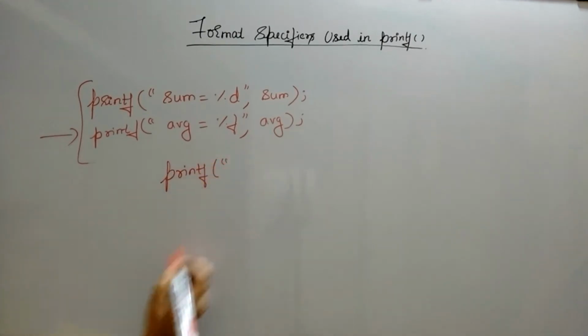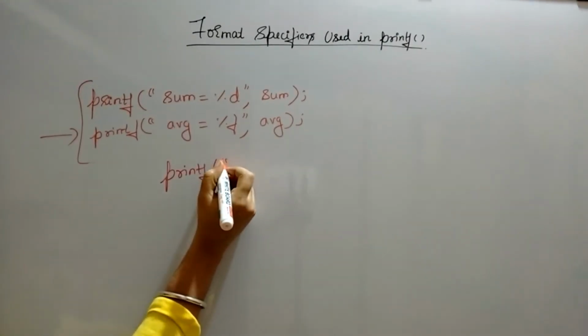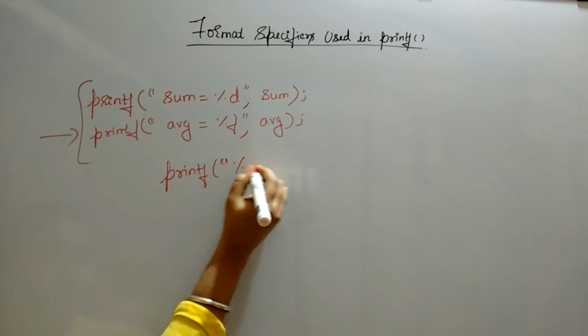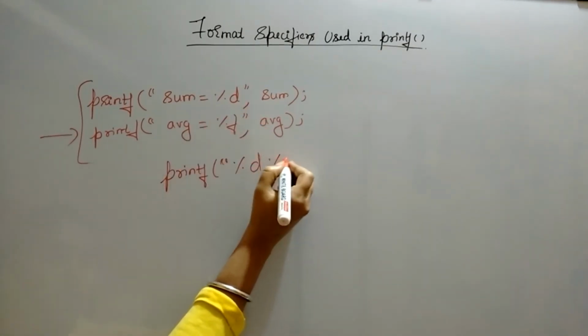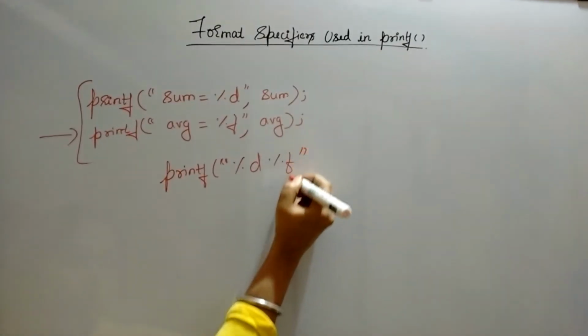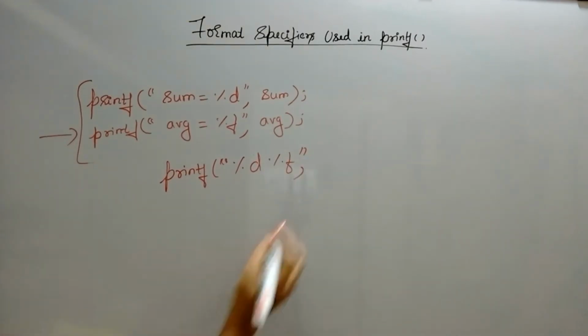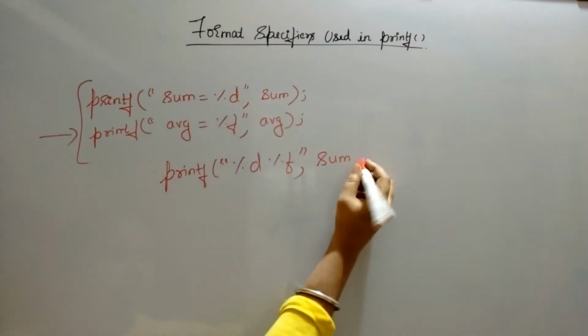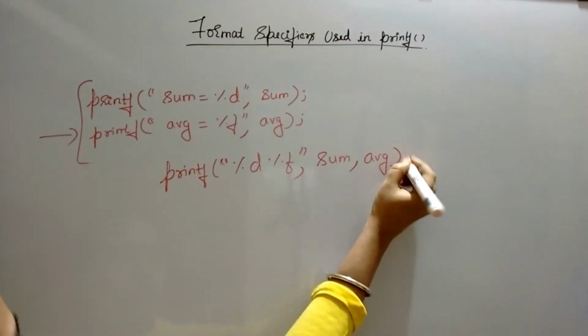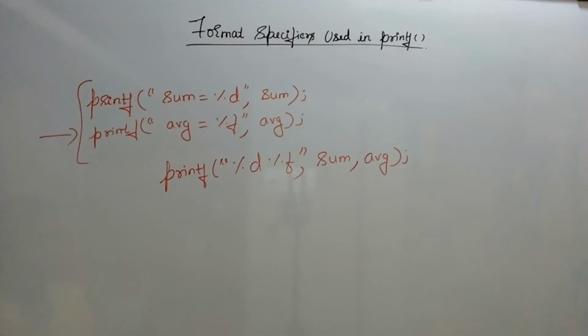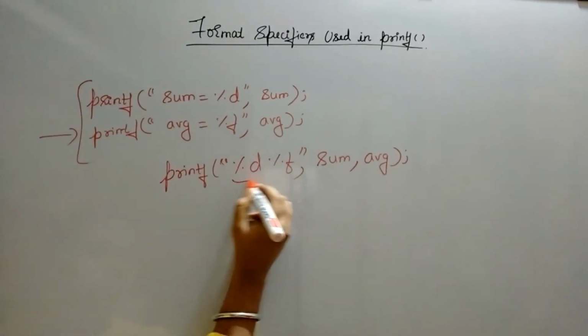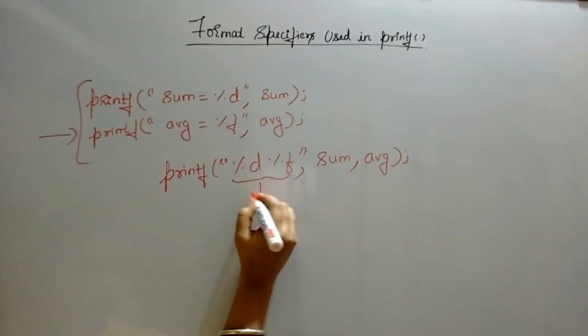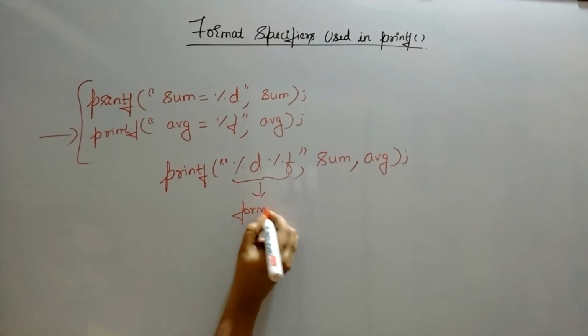printf, opening parenthesis, within the double quotes %d, %f, close the double quotes, comma, sum (%d is used for sum), comma, average. We can combine these two statements and write them in a single printf statement, and this is called format specifiers.